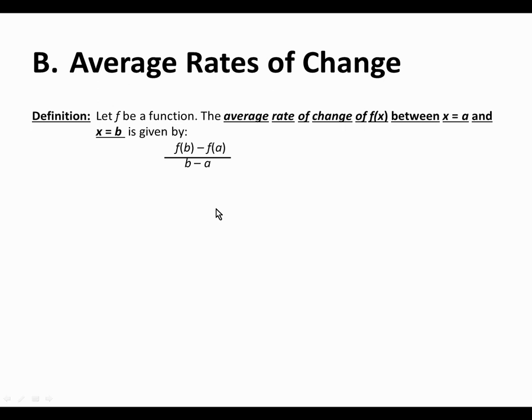It's kind of like where you ended up minus where you were, divided by how long it took you to get there. It's f of b minus f of a all over b minus a. That's the average rate of change of f of x between x equal a and x equal b.